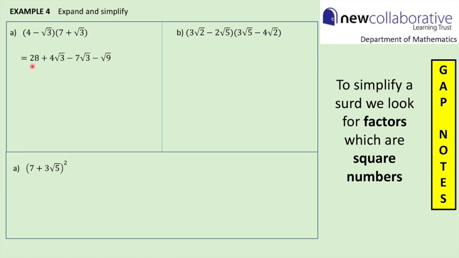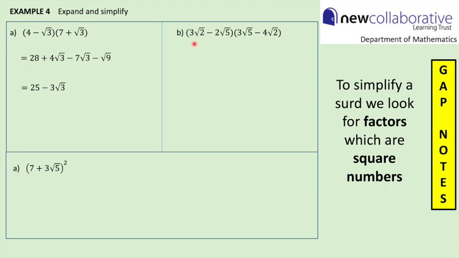So we can now look at that and simplify. We notice that 4 root 3 subtract 7 root 3 is negative 3 root 3, and since root 9 is equal to 3, we have 28 subtract 3, which is 25. And so the expression simplifies to 25 take away 3 root 3.